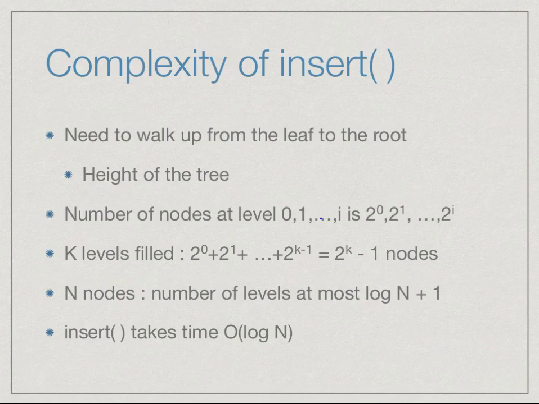Right? So if we do it this way, then we find that when k levels are filled, we will have 2 to the k minus 1 nodes. And therefore, turning this around, we will find that if we have n nodes, then the number of levels must be log n. So therefore, insert walks up a path. The path is equal to the height of the tree. The height of the tree is order of log n. So insert takes time order log n.